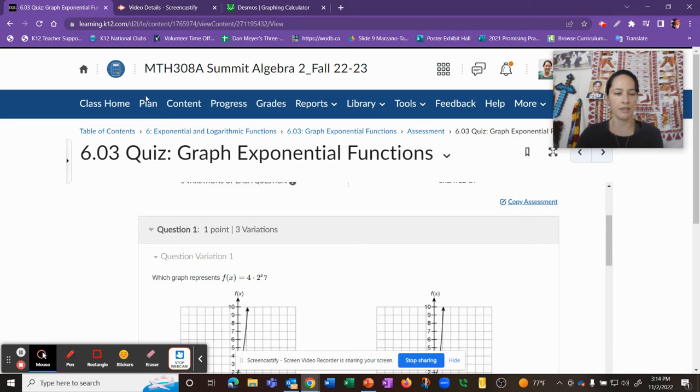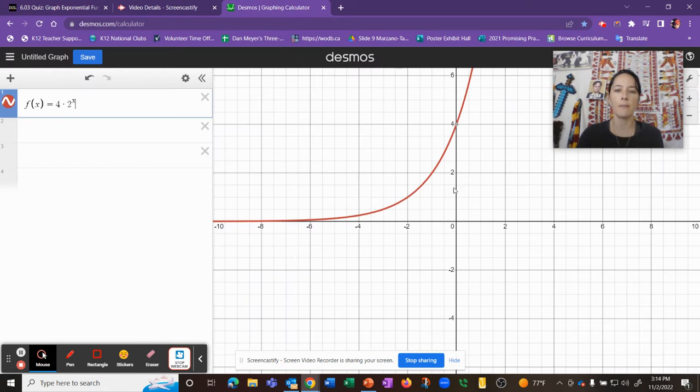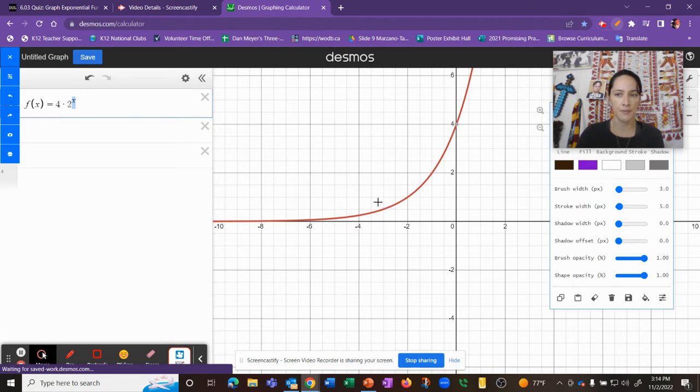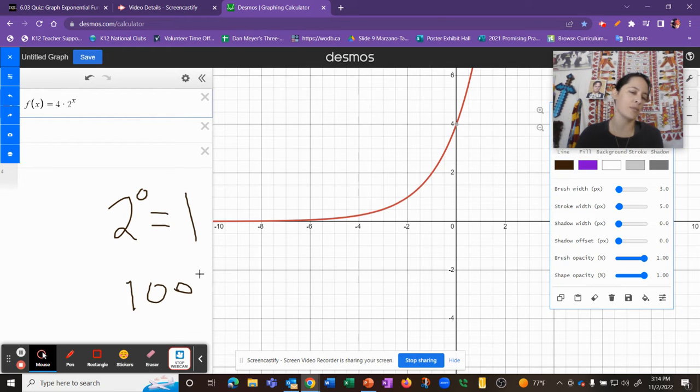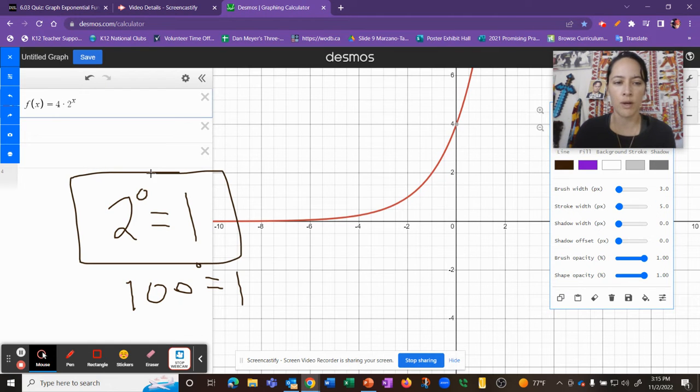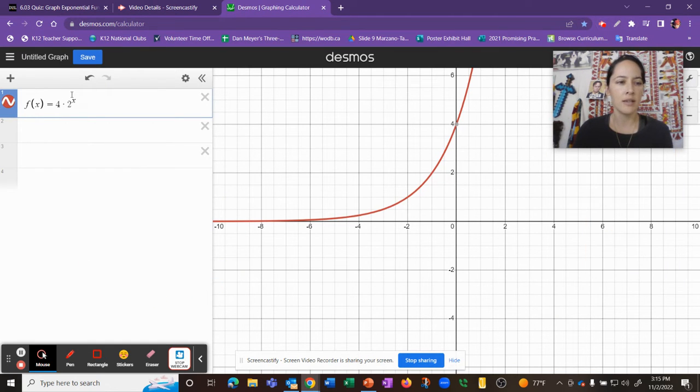Okay, there we go. There's our graph. What was our question? Which graph represents it? Okay. If x equals 0, 2 to the x, 2 to the 0, what is 2 raised to the power of 0? It's a rule of exponent. Never going away. 100 to the power of 0 is 1. Anything raised to the power of 0 equals 1. So when x equals 0, this whole thing will equal 1. So f of x, the graph, will equal 4. And that makes sense. That's our y-intercept.